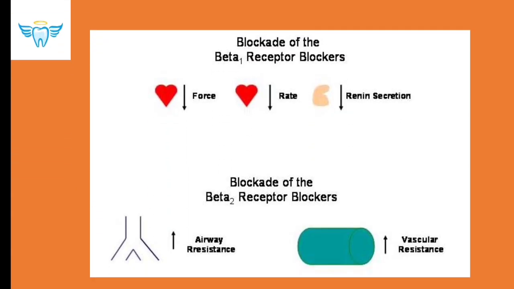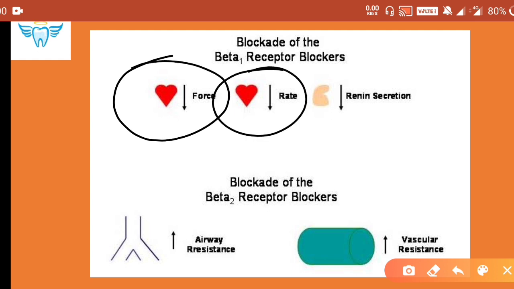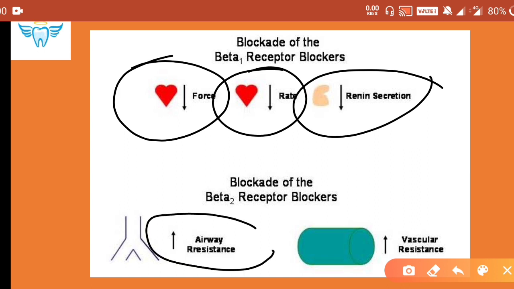So what will our beta blockers do, right? They will decrease the force of contraction in the heart, they will decrease the rate of contraction, and they will decrease the renin secretion, right? And on the airway, it will increase the airway resistance, which means it causes bronchoconstriction. And on the blood vessel, it increases the vascular resistance via vasoconstriction, okay?